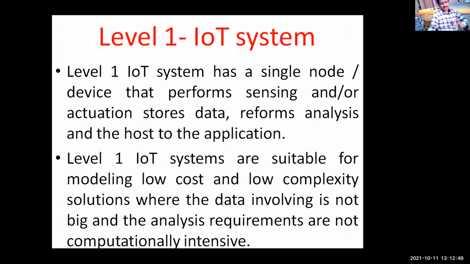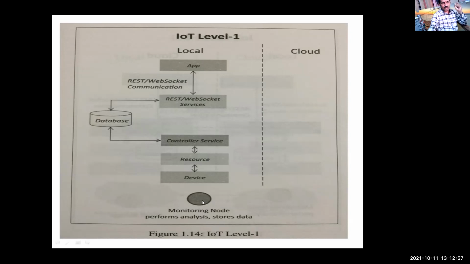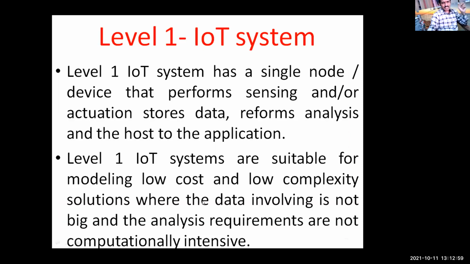What is meant by level 1? A level 1 IoT system has a single node. The node is at a single point, and the device performs sensing or actuation, stores data, performs analysis, and hosts the application. Level 1 IoT systems are suitable for modeling low-cost and low-complexity situations where the data involved is not big and the analysis requirements are not computationally intensive.